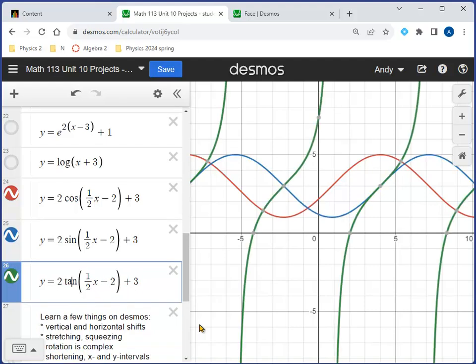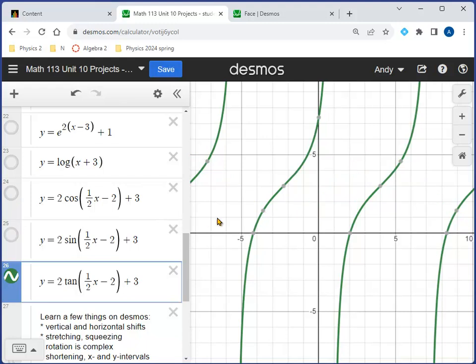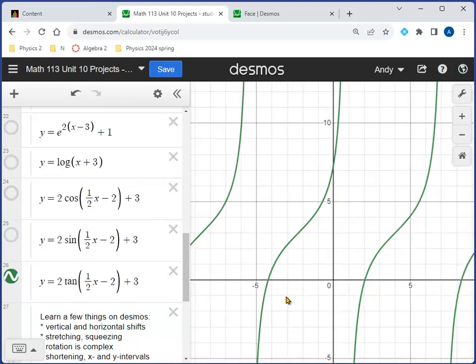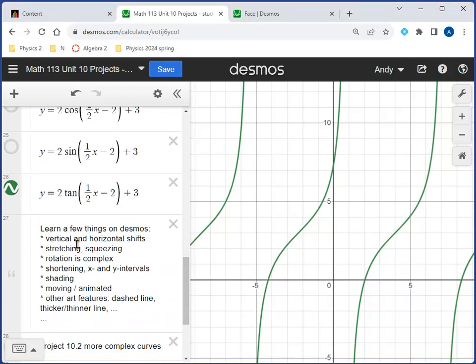There we go, and I'm going to turn the others off. And yeah, that looks quite a bit different than these others. All right, I'm going to give myself a little break, and then I will show these things here, and a few things on Desmos. And by the way, a few things I have already shown. Again, a little break here.